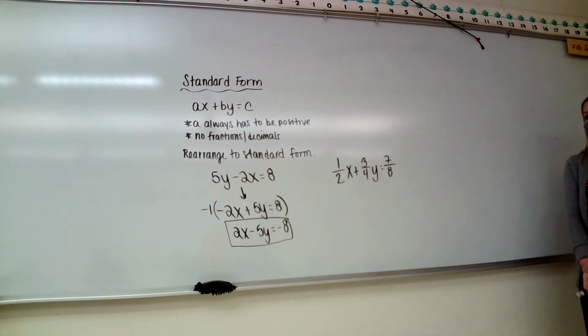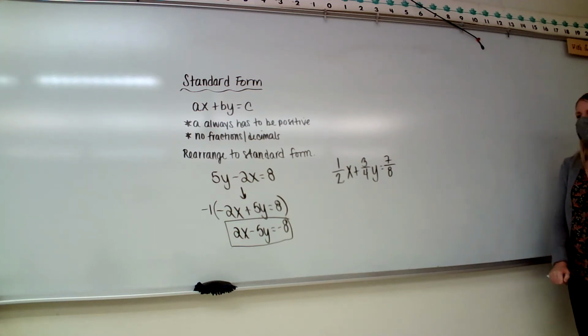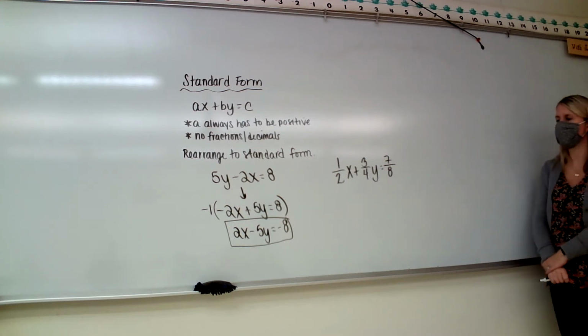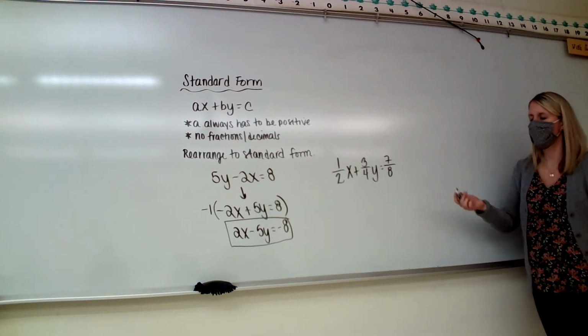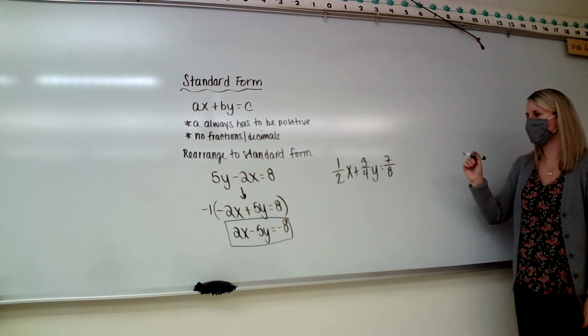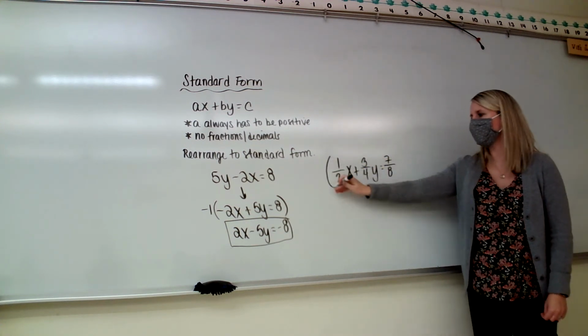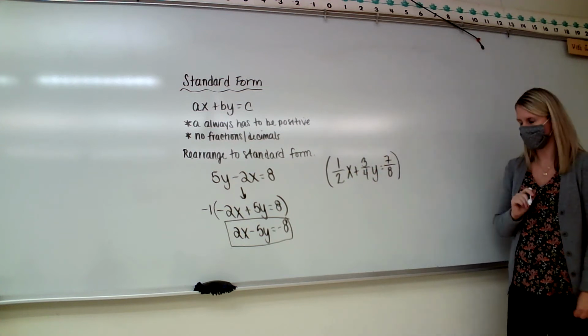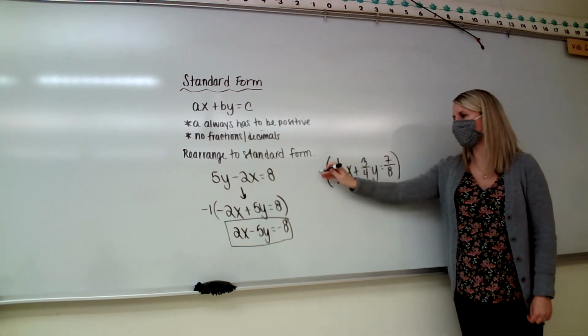So it goes against that rule. It says there's no fractions or decimals allowed in standard form. But sometimes when you're rearranging, maybe something happens and you're left with some fractions. We've done this before. And the thing that we've done is say we don't really want fractions. To kind of deal with them, we're going to multiply everything by the common denominator. In this case, my common denominator is 8.